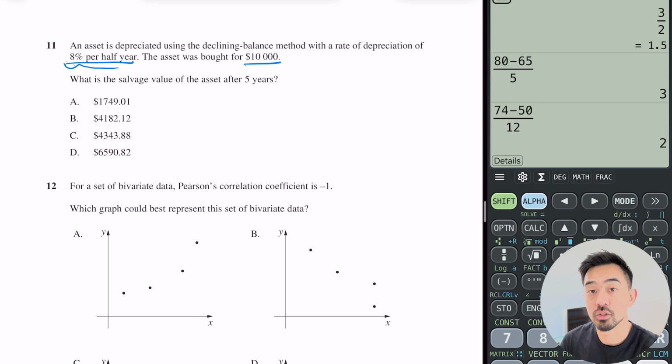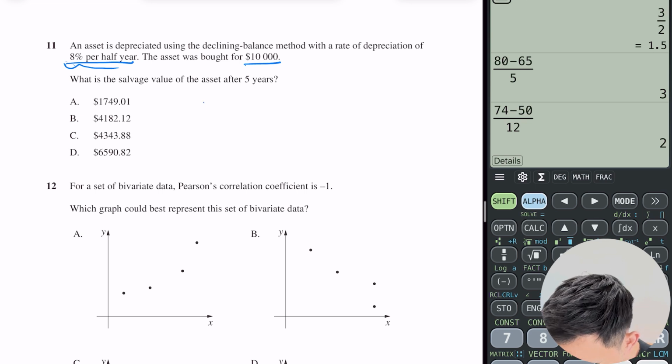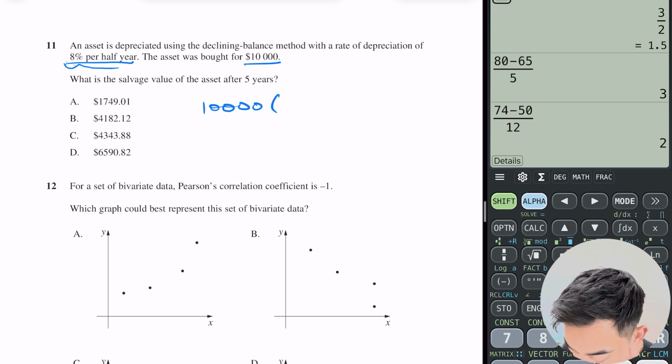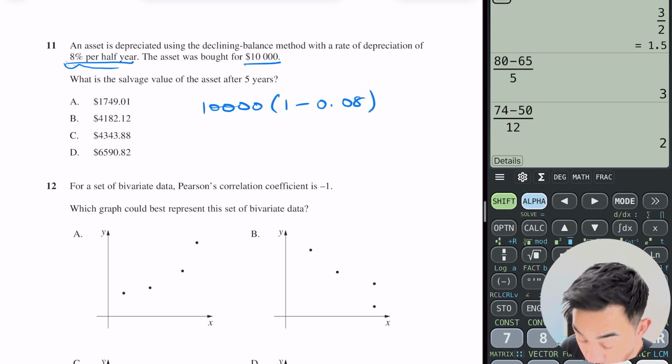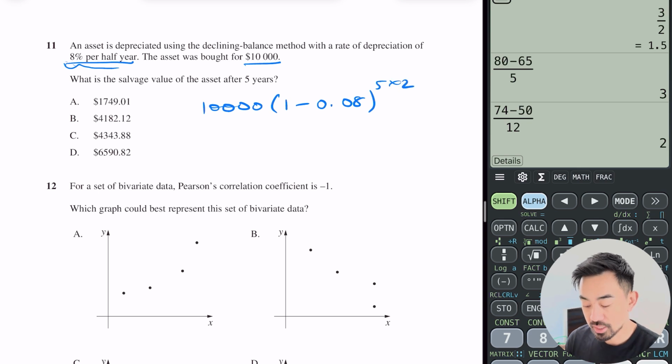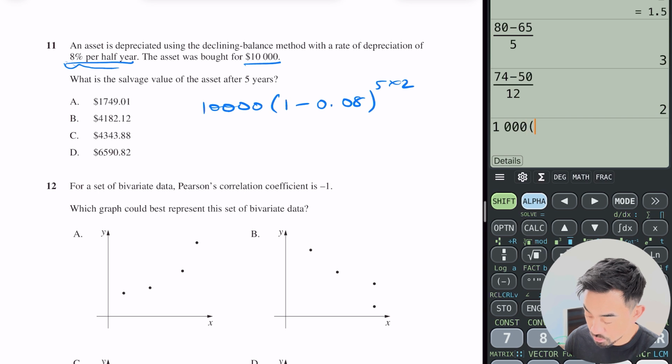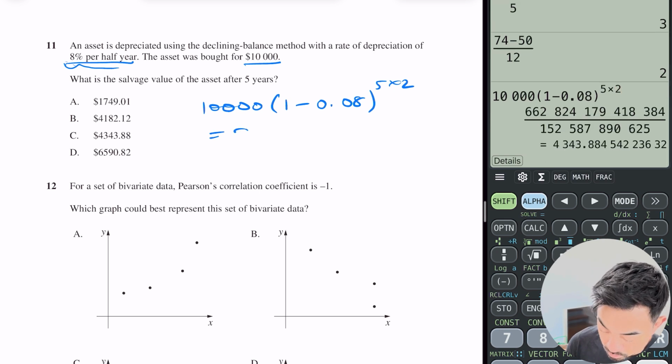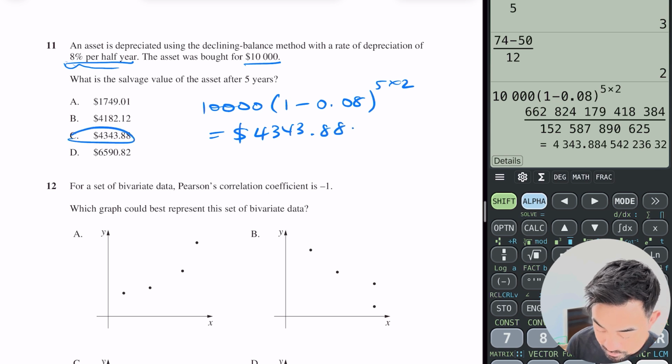So declining balance is, remember, just like compound interest, but with a minus sign. So I'm doing 10,000 times (1 minus 0.08) per half year. No conversion because I don't need to. And it's 5 times 2 because there are 10 half years in 5 years. So you put that in the calc: 1 minus 0.08 to the power of 5 times 2. So the salvage value would be $4,343.88. That's 11, C.